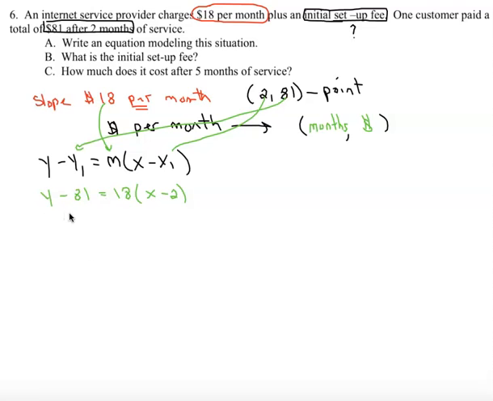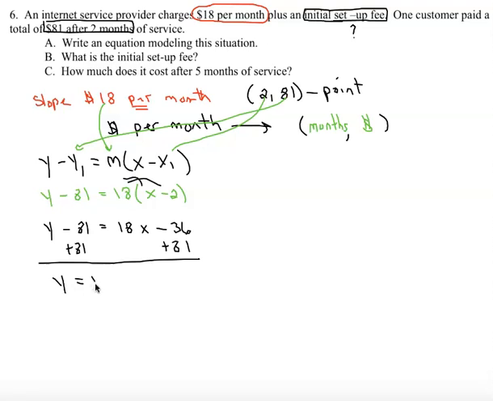But I'm going to take this a little step further into slope intercept form again because it's going to give me some extra information. It's going to give me part B, what is that setup fee. So let's take a look at that. I have y minus 81 equals 18 times x, which is 18x, and then 18 times negative 2, be careful, and you get negative 36. Then I'm going to add the 81 to both sides, and I get y is equal to 18x plus 45.